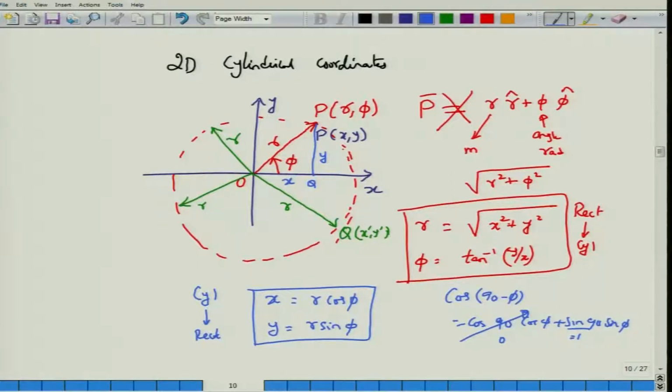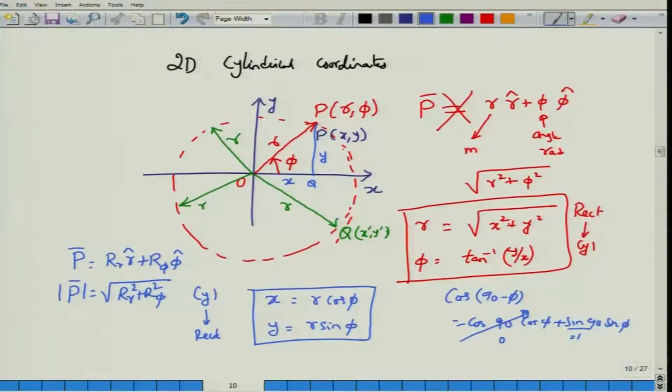What about the vector itself? In general, I can write the vector P as r r hat plus r phi phi hat, and the magnitude of this vector P will be given by square root of r square plus r phi square, where r and r phi are the components along r and phi.